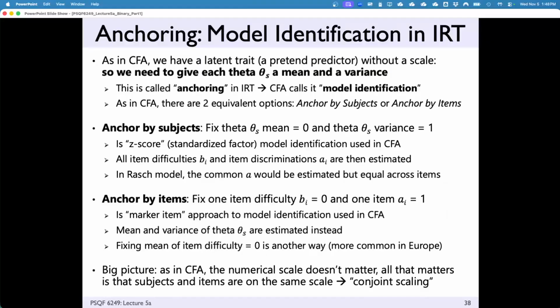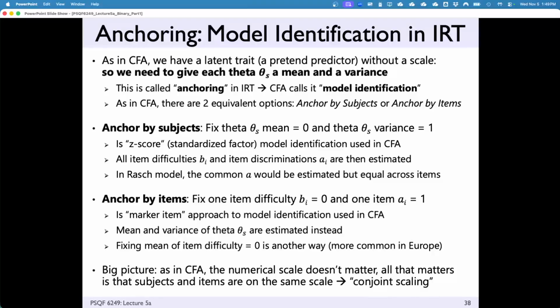So that's the models themselves. Everything I've shown you at this point is for one latent variable. But as you know, just like in CFA, we can generalize to more than one. So if you have an item that measures two different traits, you can have that.